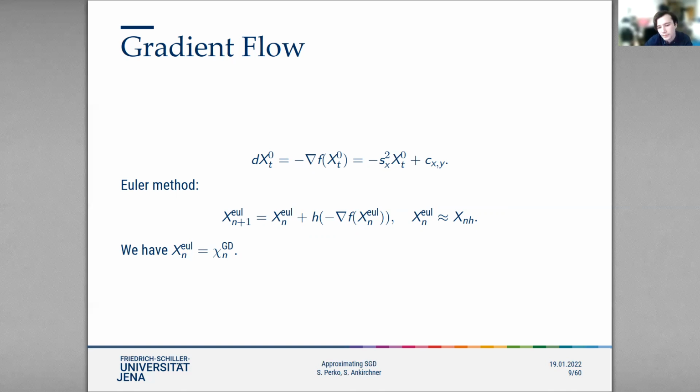And if we run this, then this Euler approximation will be close to x at n times h. But if we look at this, in this case, the Euler method is exactly the same as the gradient descent. We do the exact same iterations as long as we say the learning rate h is the same thing as our discretization parameter.